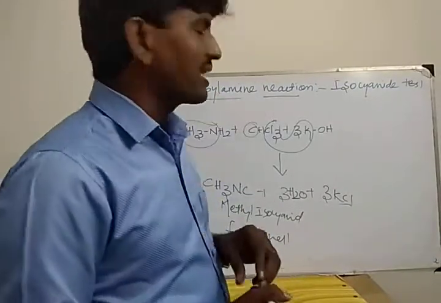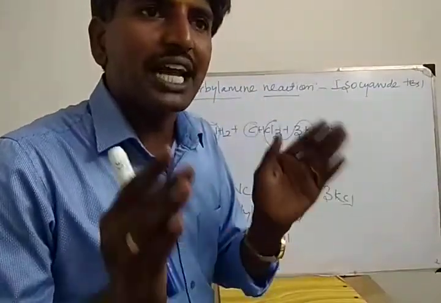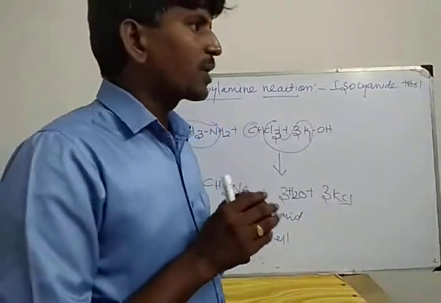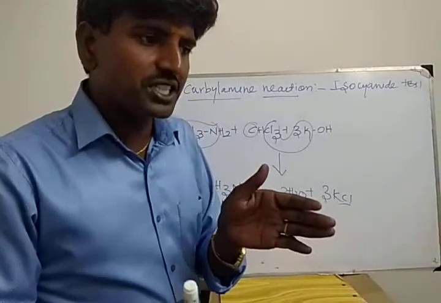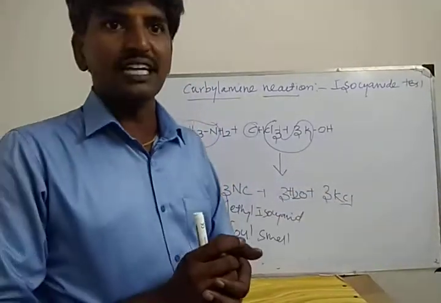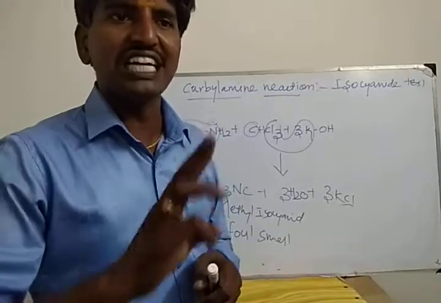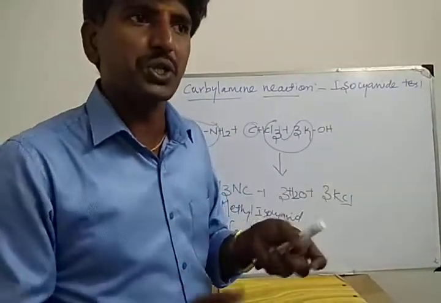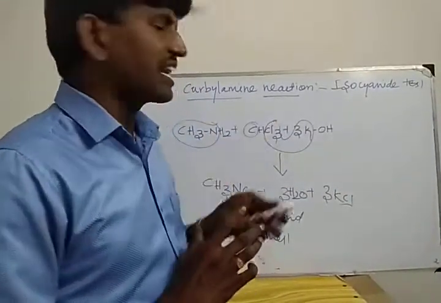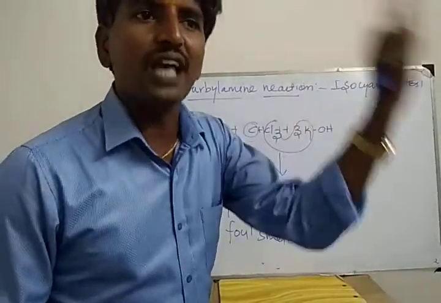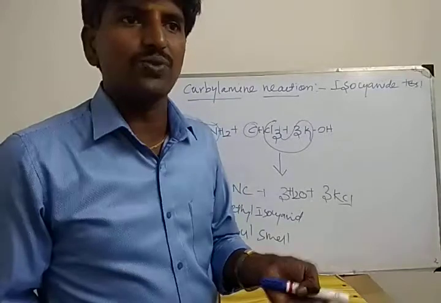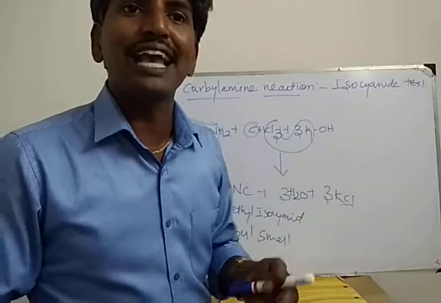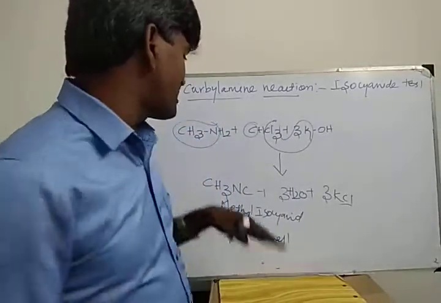Which amines undergo the carbylamine reaction? Primary amines only. Secondary and tertiary amines do not. So it is used to distinguish primary amine from secondary amine. In the board examination they will definitely ask you to distinguish. For example, if they give a primary amine and a secondary amine, how will you distinguish? By using the carbylamine reaction. Primary amine undergoes it, secondary amine does not. Similarly for a primary amine and a tertiary amine, the observation is a foul smell.